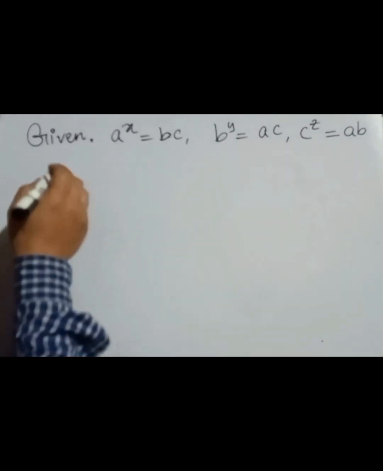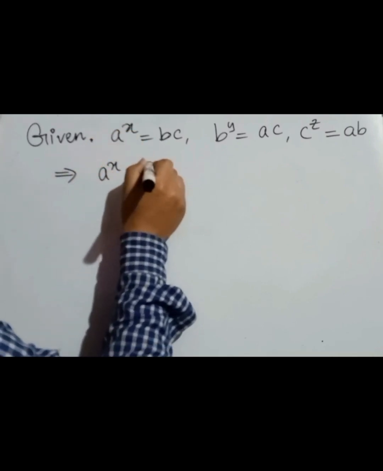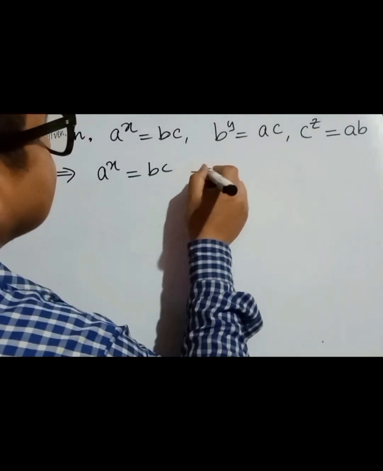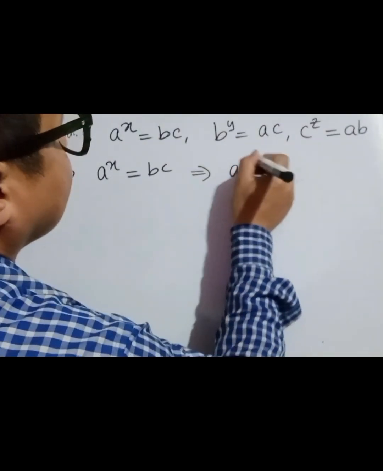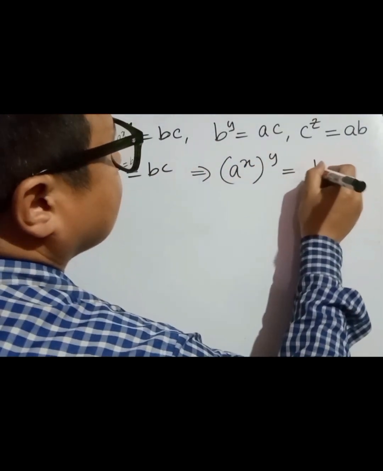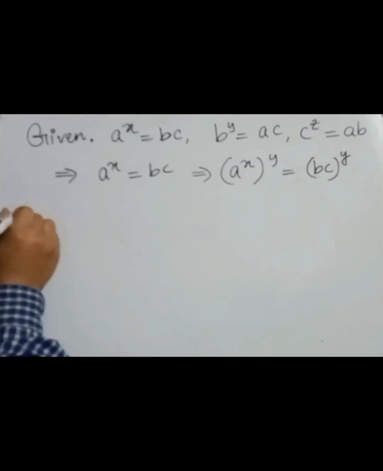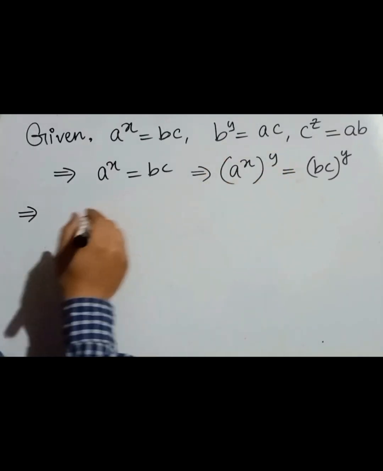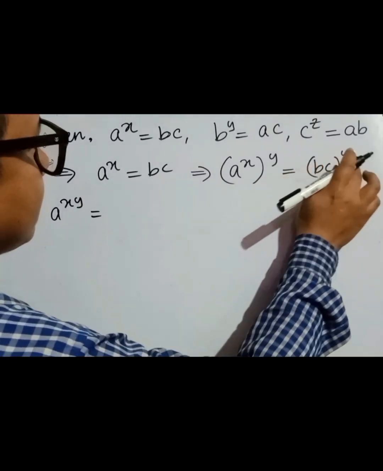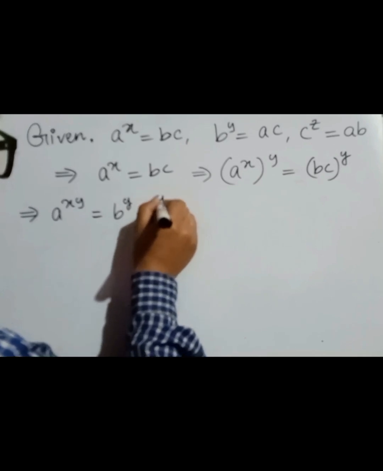First of all, we are going to start from the first equation, that is a to the power x is equal to bc. Now we are going to raise both sides of this equation to the power y. So it becomes a to the power x raised to the power y is equal to bc whole raised to the power y. Again, in the next line, the left hand side becomes a to the power x into y, and in the right hand side, bc whole to the power y is equal to b to the power y into c to the power y.